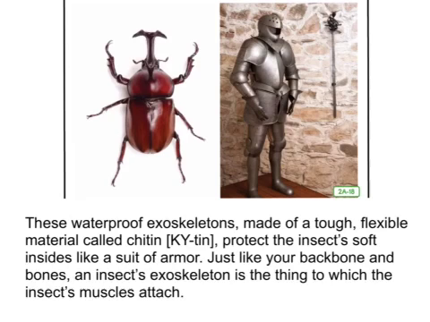These waterproof exoskeletons, made of a tough, flexible material called chitin, protect the insect's soft insides like a suit of armor, just like your backbone and bones. An insect's exoskeleton is the thing to which the insect's muscles attach.